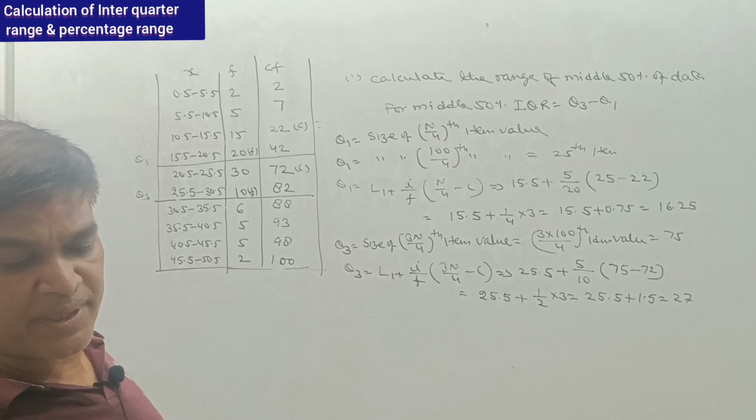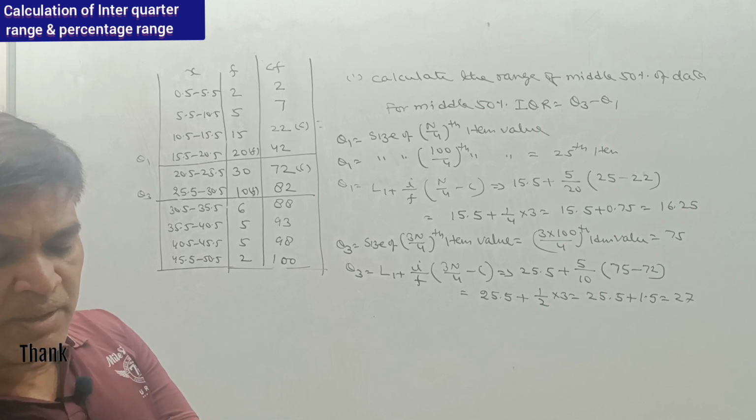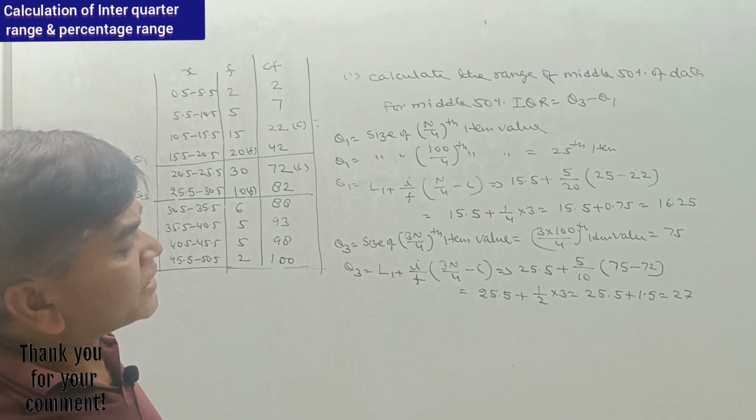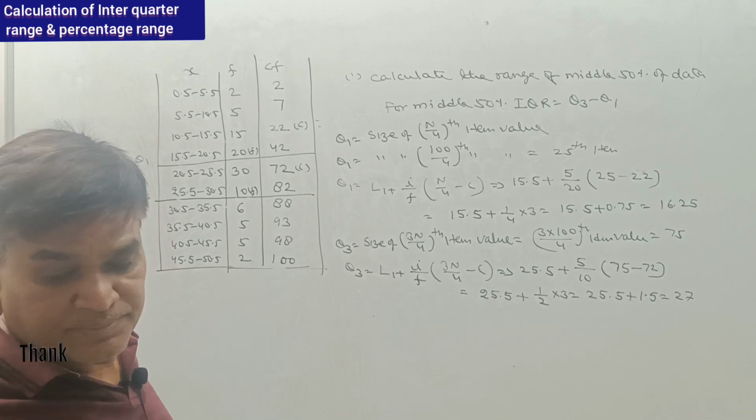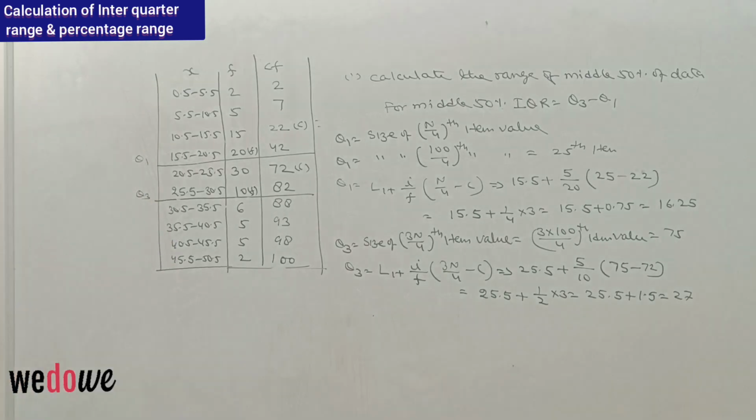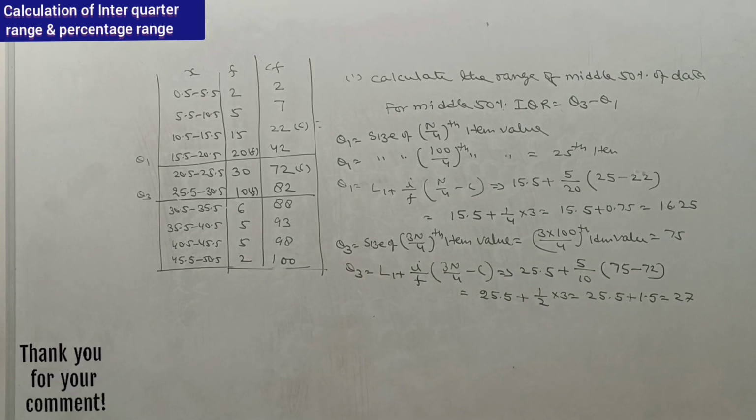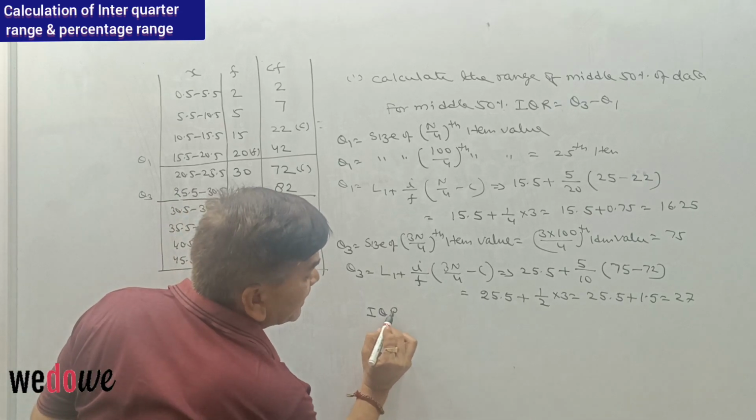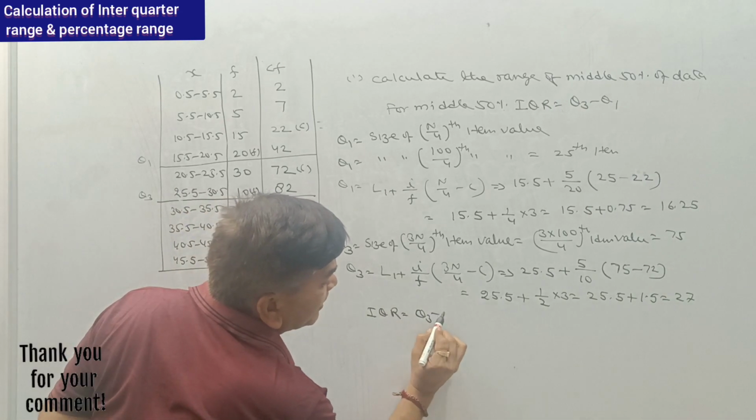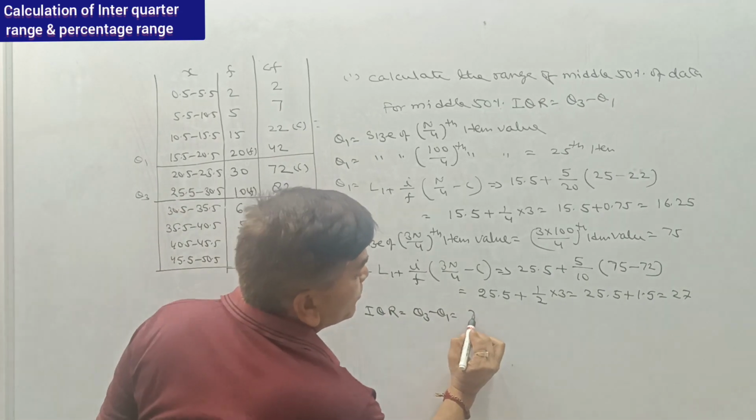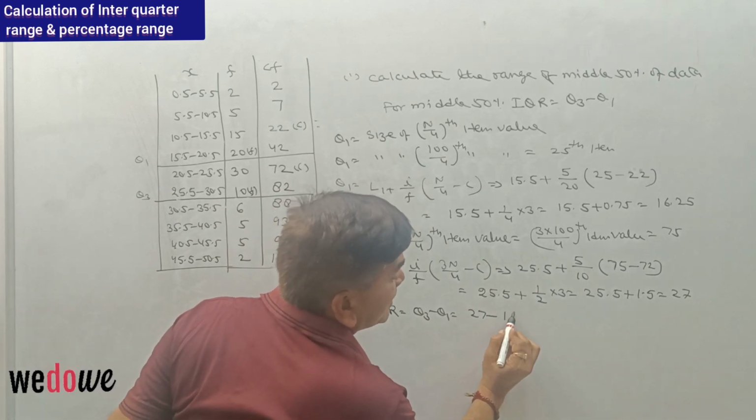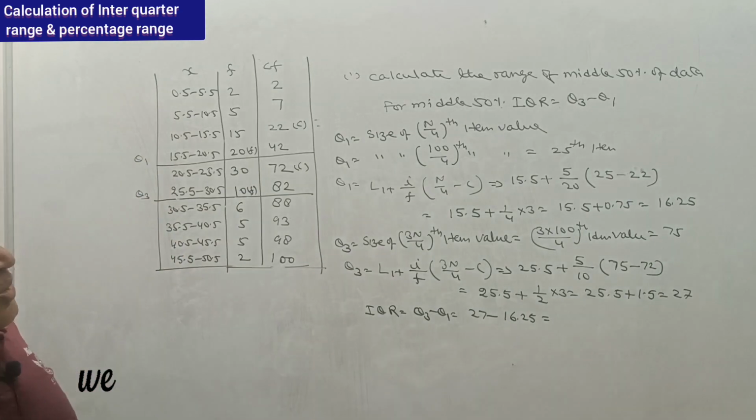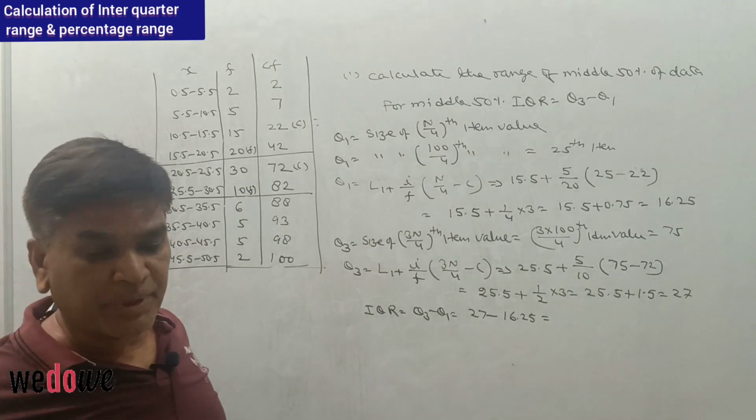So the very first, what we have to do, we have calculated Q1 16.25 and Q3 27. Now for calculating the interquartile range, the interquartile range is equal to Q3 minus Q1, that is 27 minus 16.25. So this will be 10.75.